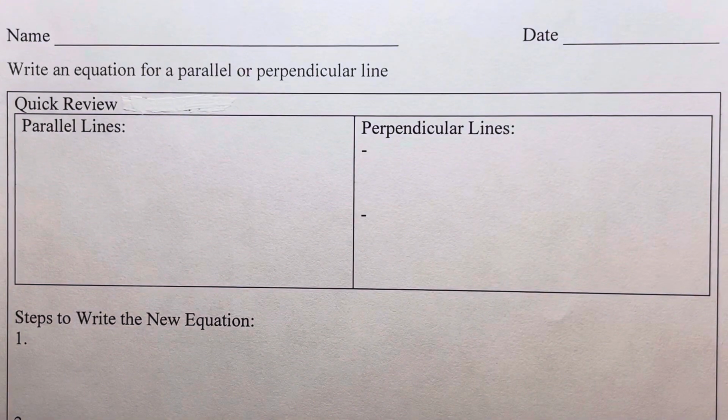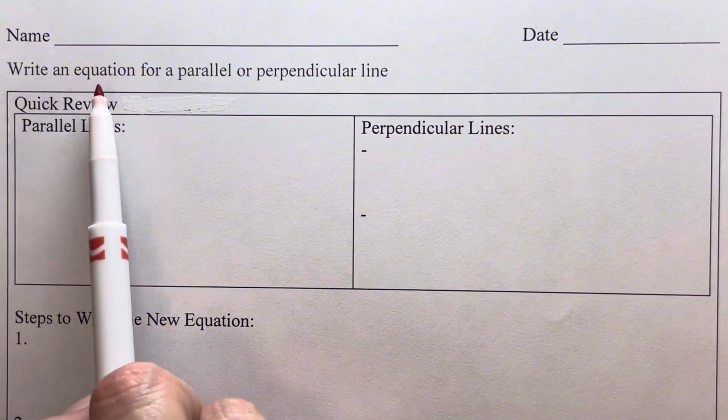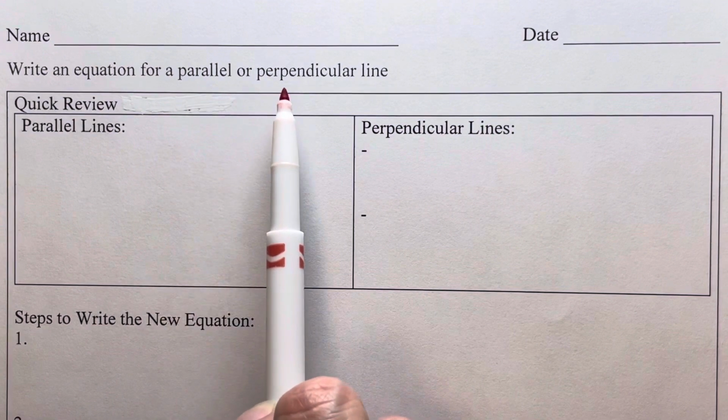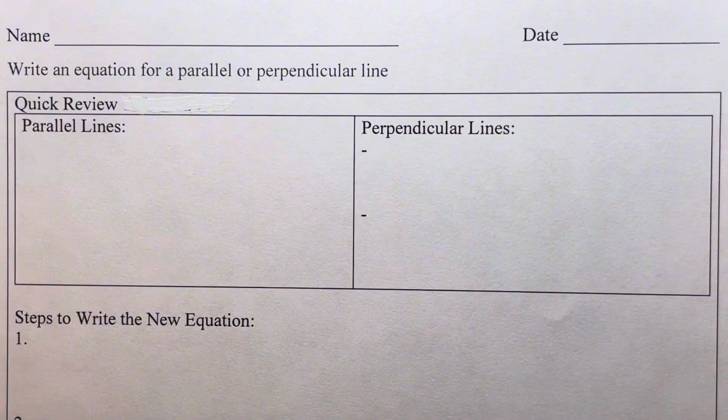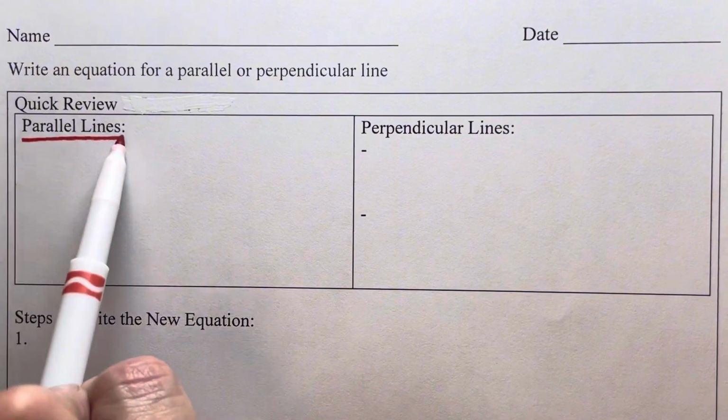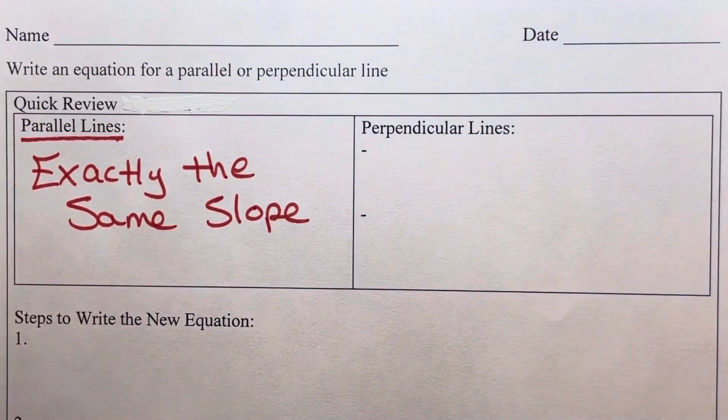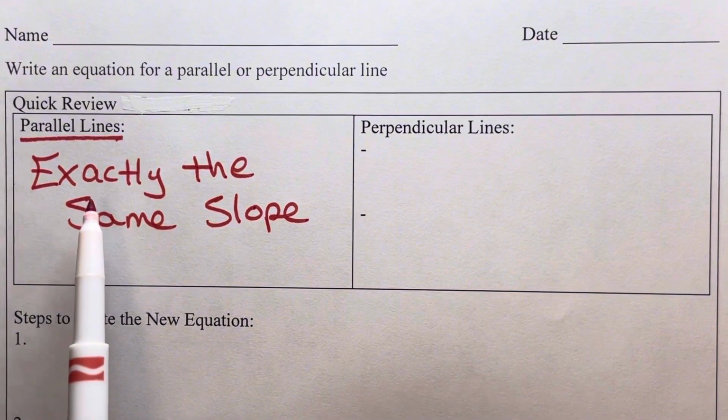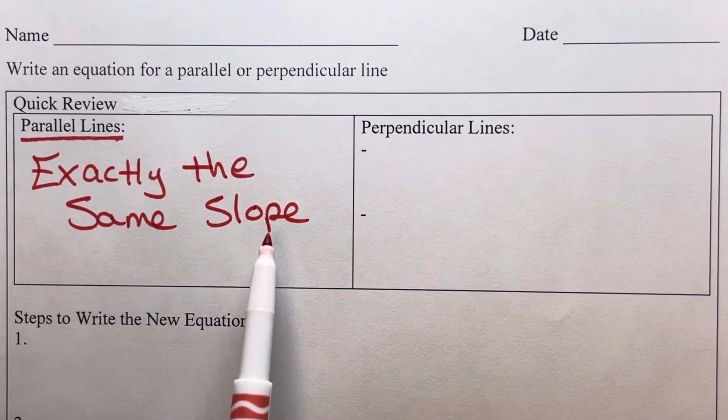In today's math lesson, we are going to write an equation for a parallel or perpendicular line. Now it's time for a quick review. Parallel lines. Lines that are parallel will have exactly the same slope.